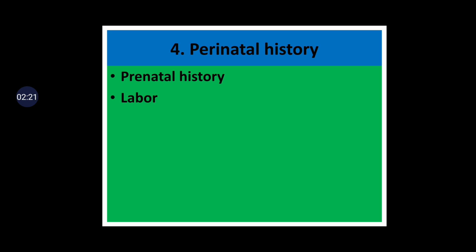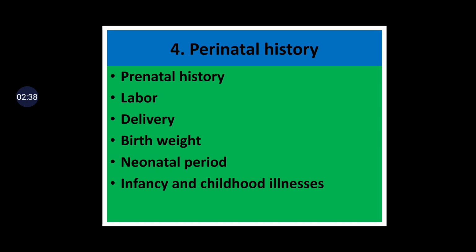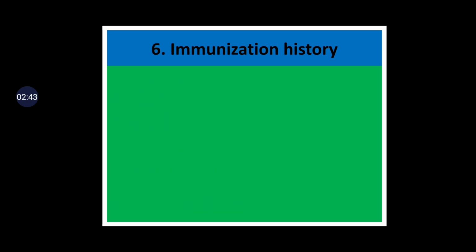of the pregnancy. Labor. Duration of labor, rupture of membrane, and meconium staining should be asked. Delivery, whether it is home delivery or hospital delivery. Birth weight, neonatal period, whether there was any resuscitation or neonatal jaundice, infancy and childhood illnesses, and surgical conditions should be asked in detail. The other component is immunization history.